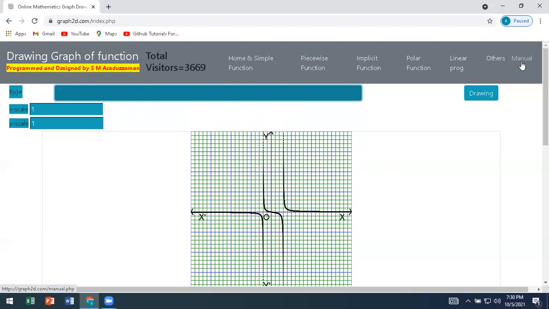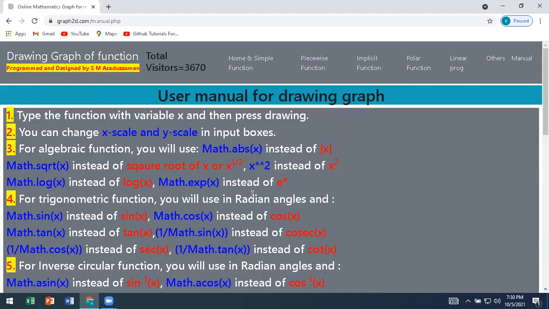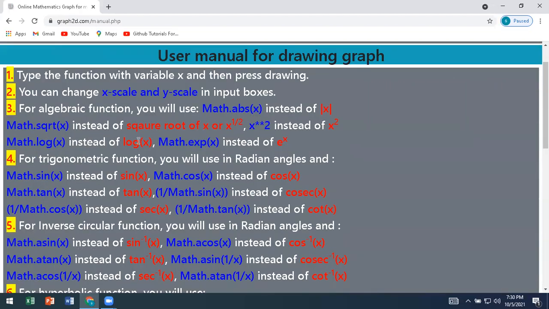We also read the manual for square root of x. We type Math.sqrt of x.